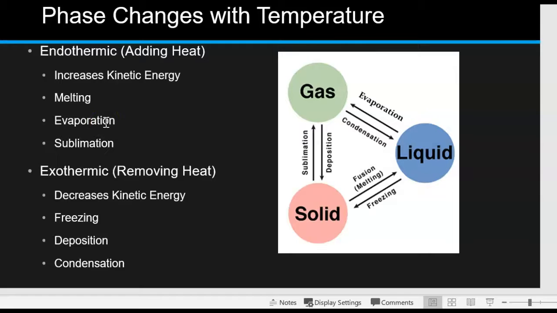Question number 4. Now, 4A, did all 3 of these phases change during this lab? No, we only saw melting and evaporation. We only saw 2 of them, melting and evaporation. And then the exo means exiting heat. I think exo, exit. You remove heat. And that's freezing, deposition, and condensation.